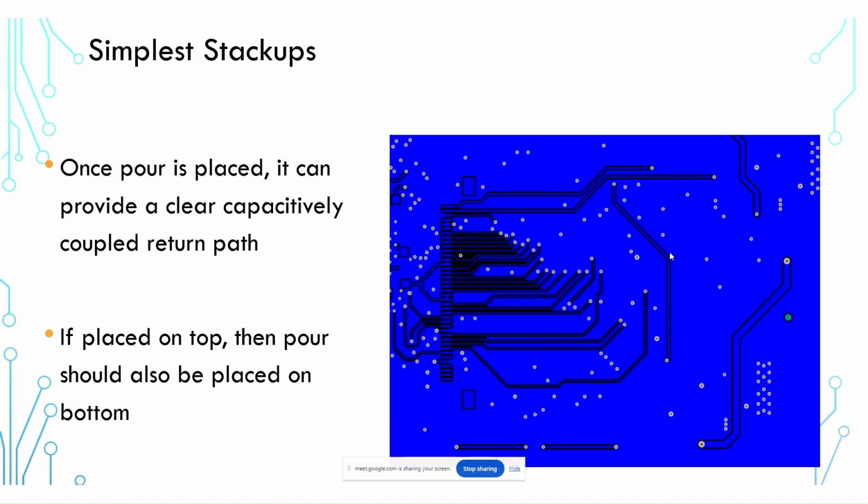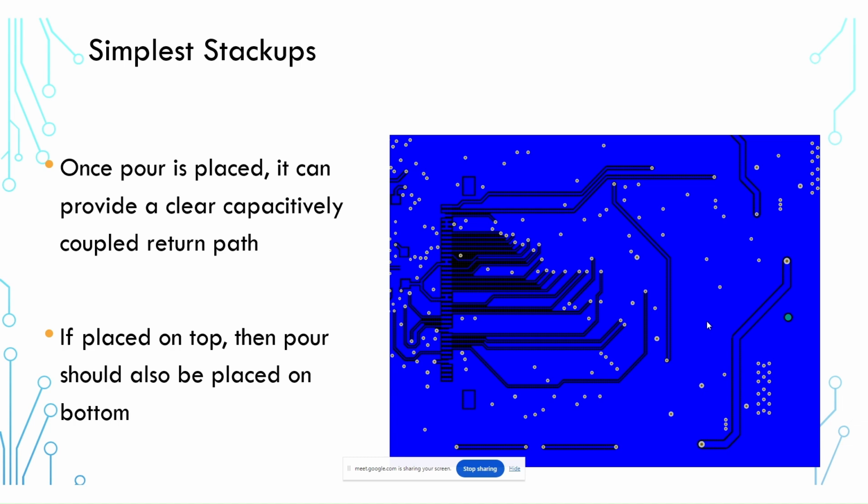This is one common practice. So if you place the pour, it can provide this capacitively coupled return path. And then in order to balance the copper, if you place the pour on one side, you have to place it on the other side in order to balance the copper and then suppress warpage. So that's typically the guideline that you'll see.